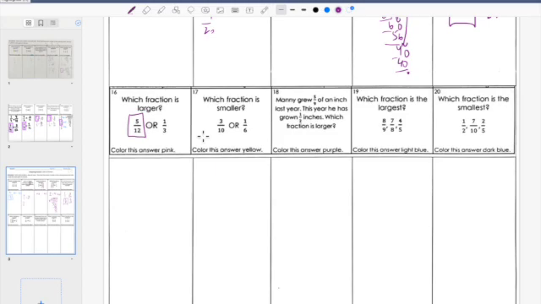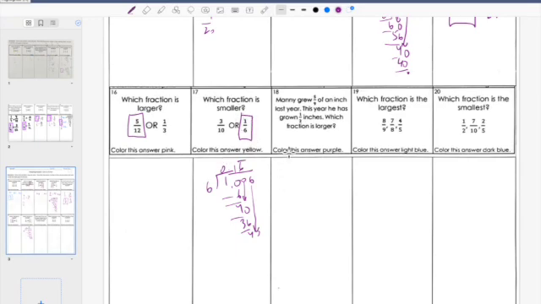Okay, for smaller here, 3/10 or 1/6. I think I'm just going to divide. Top dog goes in the house. 0.1 6. And it looks like it's repeating. So 0.16 repeating versus 0.3. This one is smaller.